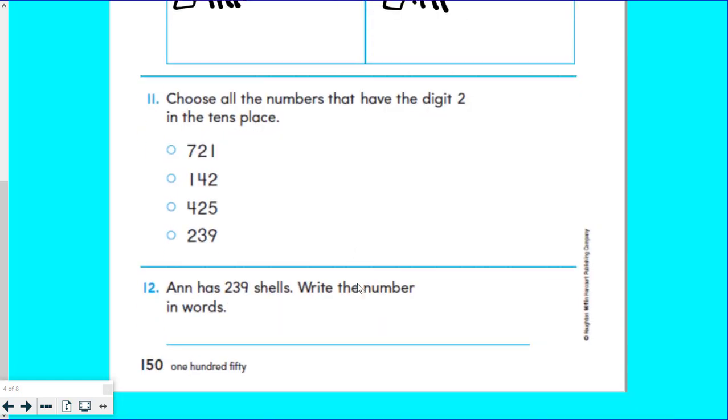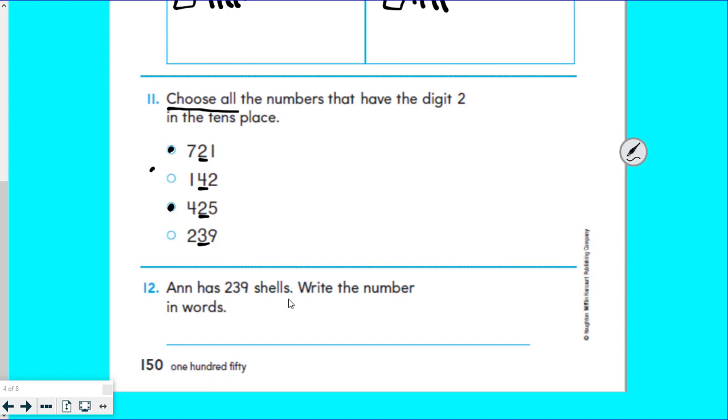All right, let's see. Two more problems. Choose all the numbers that have the digit 2 in the tens place. The digit 2 in the tens place. Well, let's underline every digit that's in the tens place. And again, it says choose all, so there's going to probably be more than one answer. So it has a 2 in the tens place. It's correct. So yes, no, whoops, yes, and no. Okay. Last one.